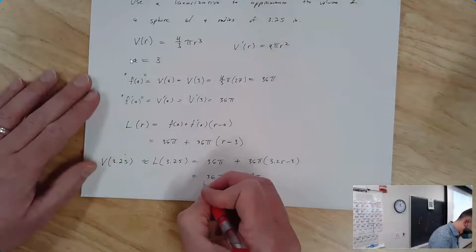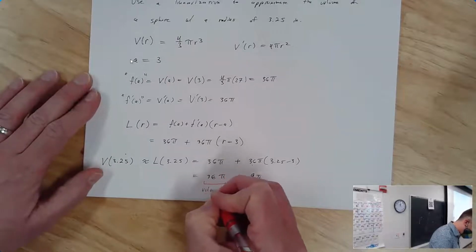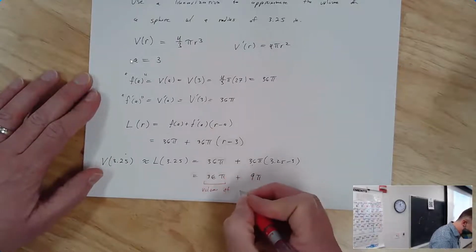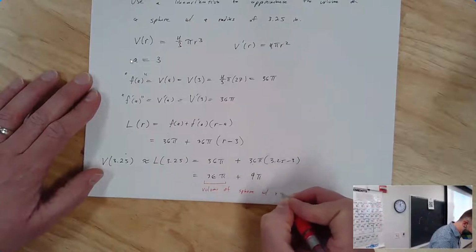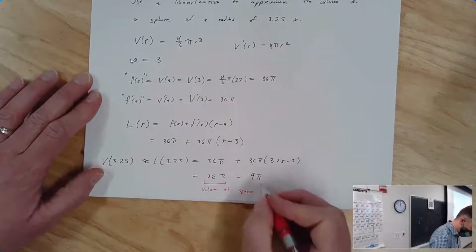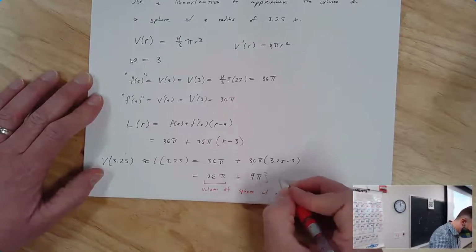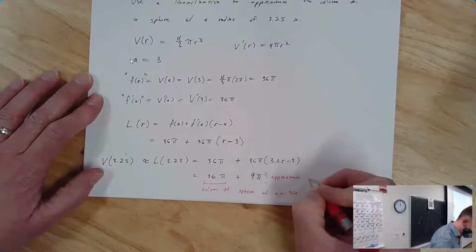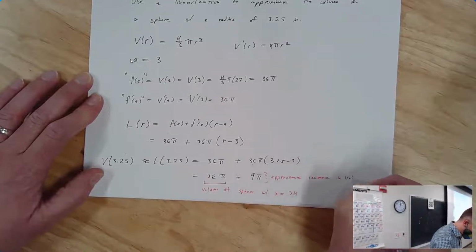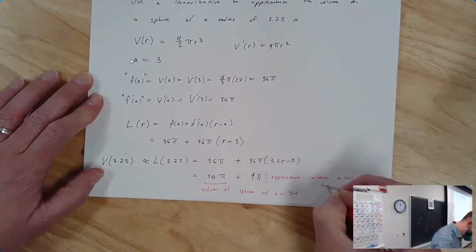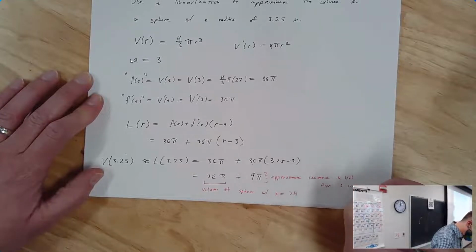So here's what we've got. This part here is the volume of the sphere with a radius of 3 inches. And this part here is the approximate increase in volume when we go from 3 to 3.25 inches in radius.